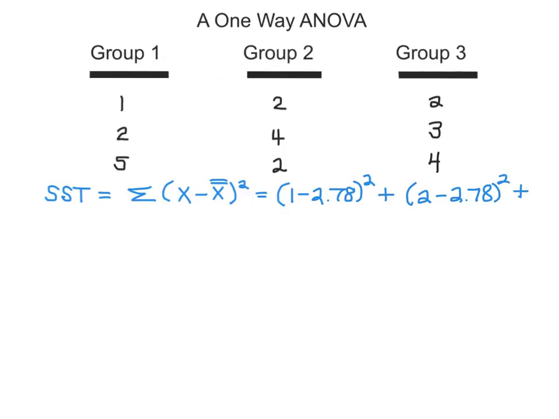Now you can see why I didn't use a lot of values here. Then we're going to take our next value, which is 5 minus 2.78, and square that. Plus, our next value is 2 minus 2.78, and we'll square that. And then our next value, you can see where I'm going with this, following the values 1, 2, 5, then 2, now we're at 4. So 4 minus 2.78, we're going to square that.